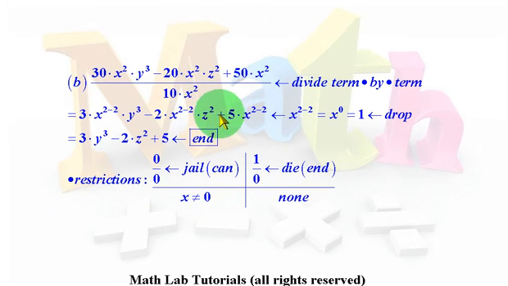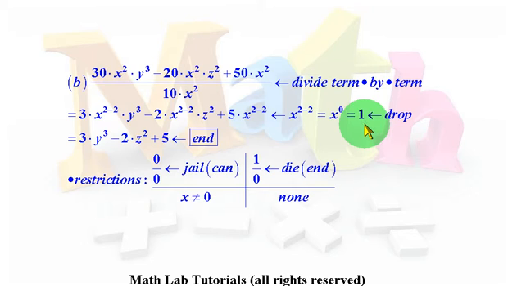50 divided by 10 will give you 5. X squared over x squared will give you x to the power of 2 minus 2. And again, x to the power of 2 minus 2 is x to the power of 0, which is 1. And that is true if and only if x is not equal to 0. That's the key. That's the key. 0 to the power of 0 is undefined. It is not equal to 1.